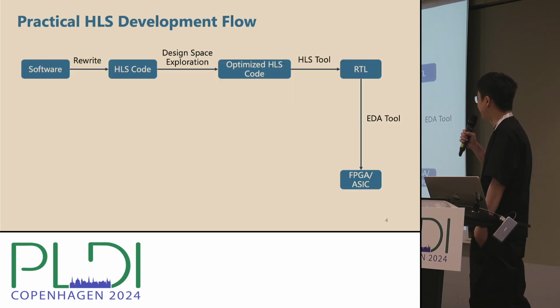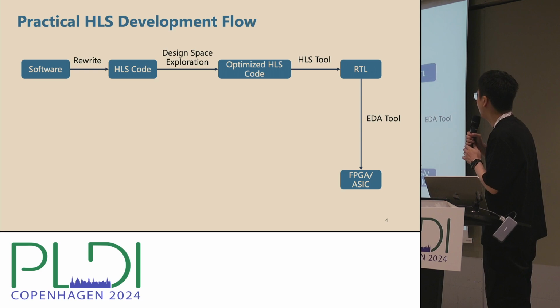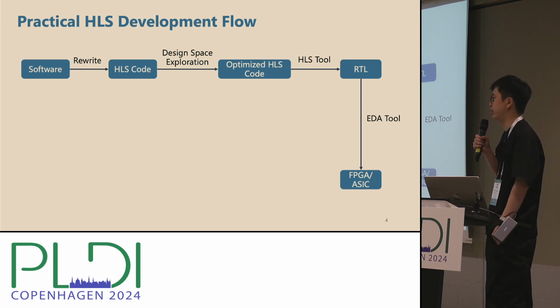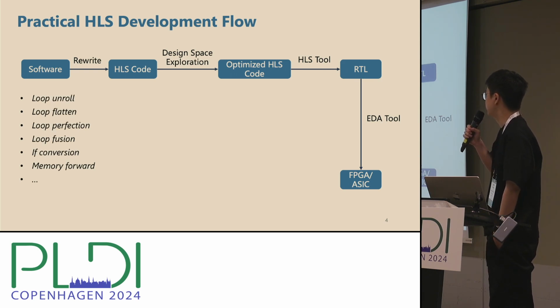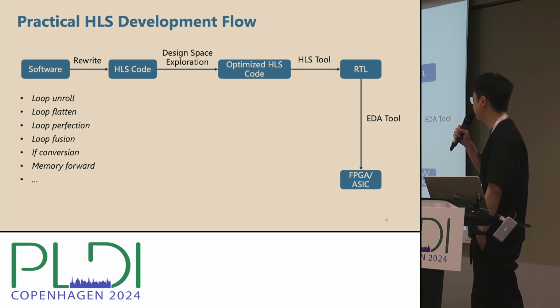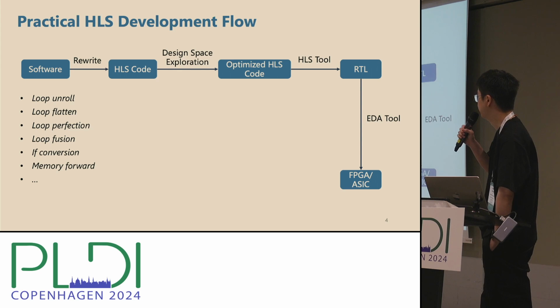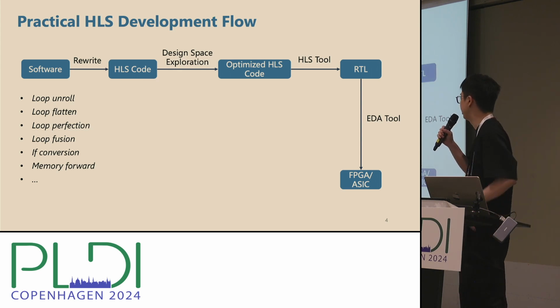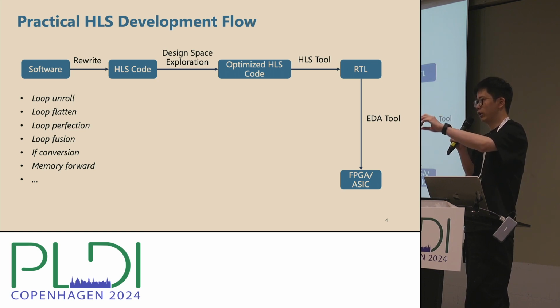So here is how the HLS development flow actually works. We start with software specifications or existing software programs downloaded from any libraries. And then we need a lot of rewrites to turn the source into HLS-friendly code. This involves a lot of loop transformations, including loop unrolling, loop flattening, loop perfection, and loop fusion. Particularly, loop flattening is converting a nested loop into a single loop. And loop perfection is basically moving the loop bodies of all the loops in the nest into the innermost loop.